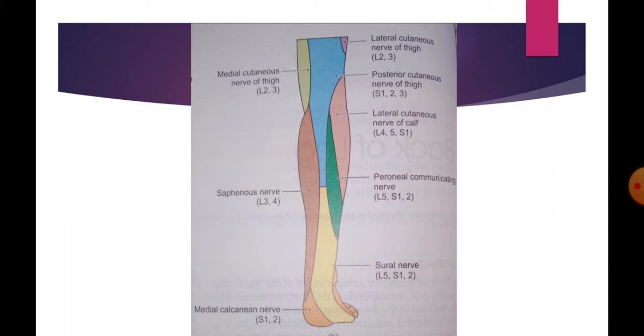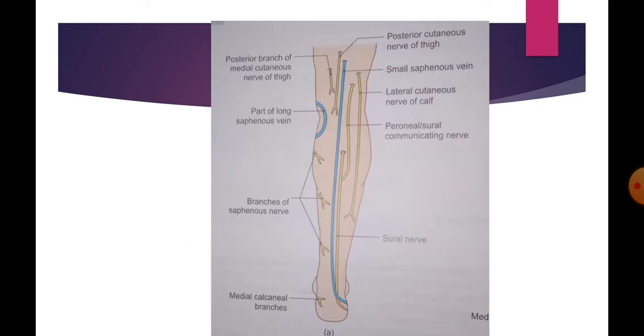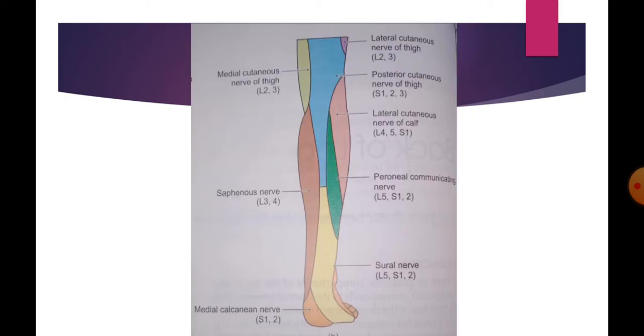Next, we have the posterior cutaneous nerve of thigh. It is a branch from the sacral plexus. Its root value is S1, S2, S3. It descends along with the small saphenous vein. Here we can see the posterior cutaneous nerve of thigh descends along with the small saphenous vein, and it supplies the skin of the upper half of the central area of the calf.